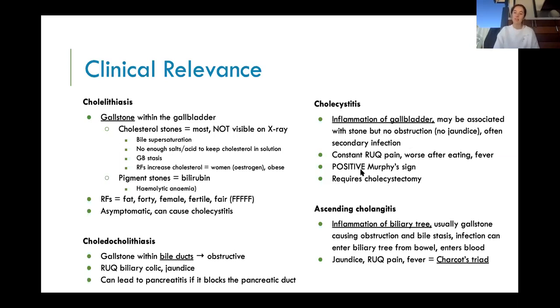So in your GIT exam, when you sweep up across to the liver and then you get them to inspire and their breath catches, that's your positive Murphy sign and usually indicates cholecystitis. The main treatment is you remove the gallbladder. And then ascending cholangitis is a further complication where you get inflammation of the whole biliary tree. Usually you have choledocholithiasis leading to bile stasis and obstruction, and then infection enters from the bowel. And you get Charcot's triad, which is jaundice, right upper quadrant pain, and fever is the distinguishing factor.